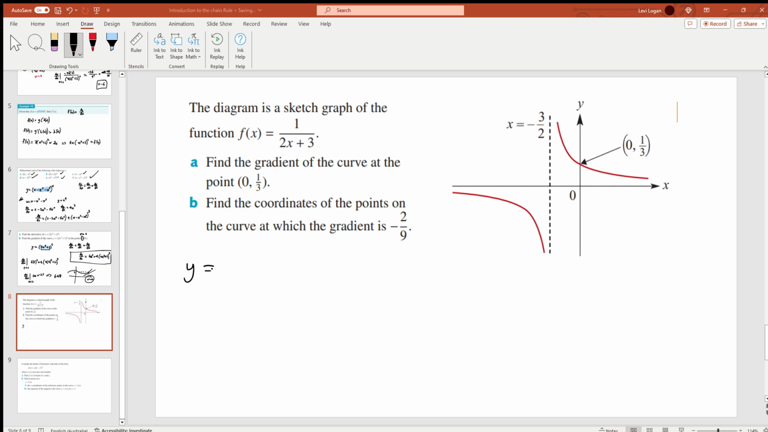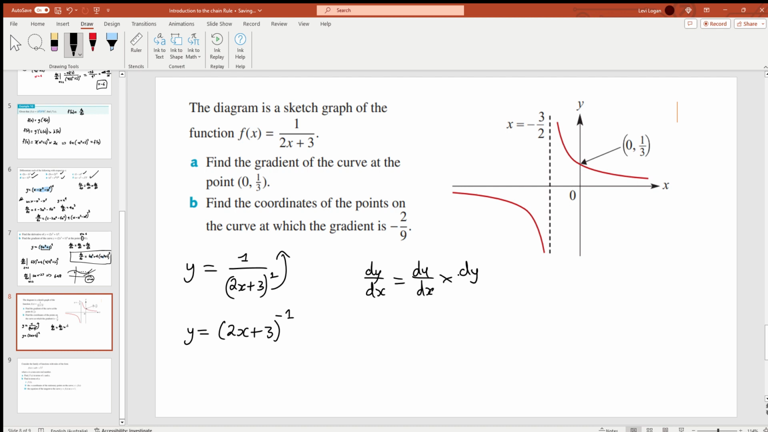Now I don't like how this looks, so I'm going to change how it looks. What we have is y is equal to 1 over 2x plus 3. But we can rewrite this using a negative exponent. So you have 2x plus 3 to the power of negative 1, which is the same as that. All I did was put that up there and change it to a negative exponent. Now we can see this is a chain rule. So we've got to write our chain rule. dy/dx is du/dx, the differential of the inside, times dy/du, which is the differential of the outside. So u is 2x plus 3, y is u to the negative 1.